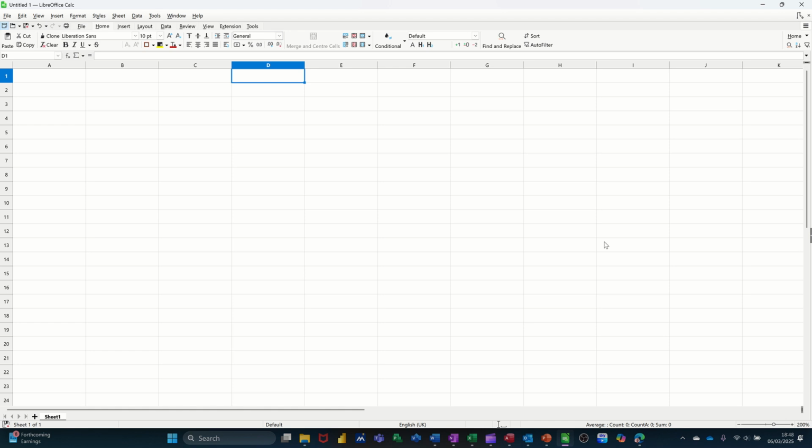Hi guys, welcome to this session in LibreOffice Calc. In this module, I want to show you how you can work out a loan repayment using the PMT function.